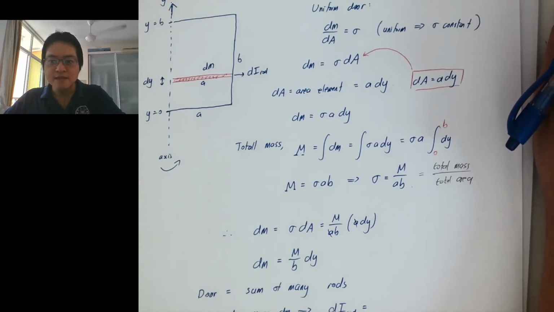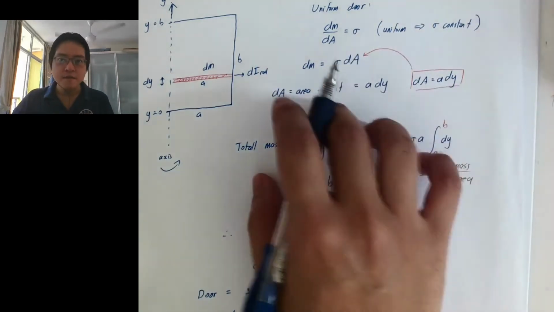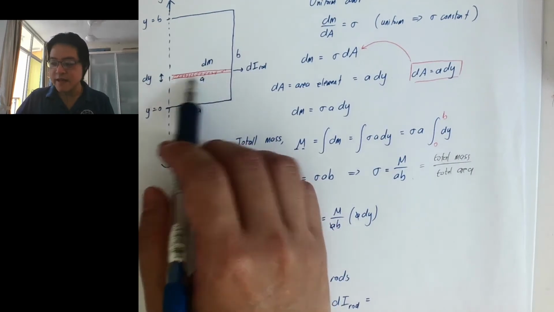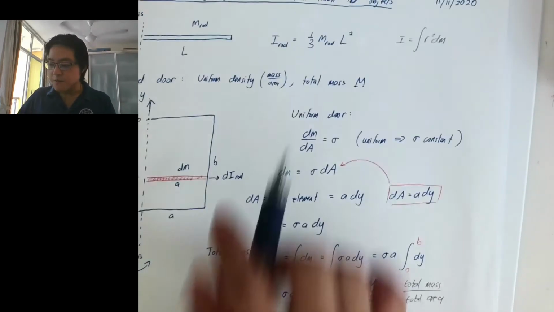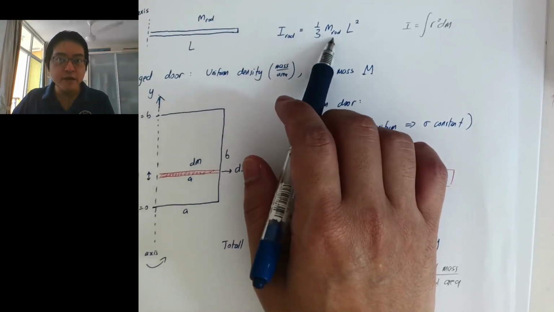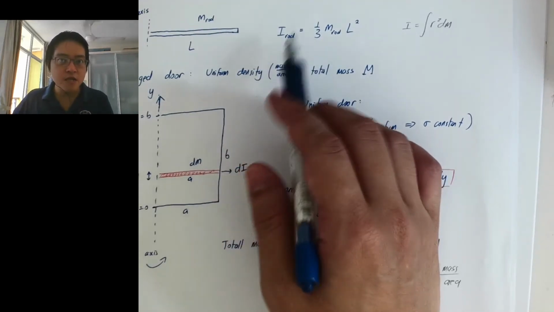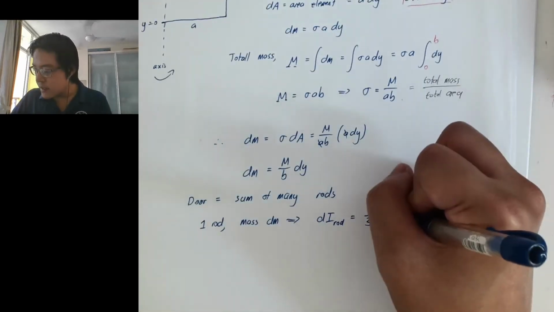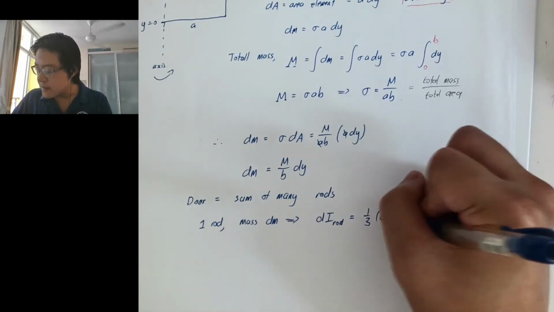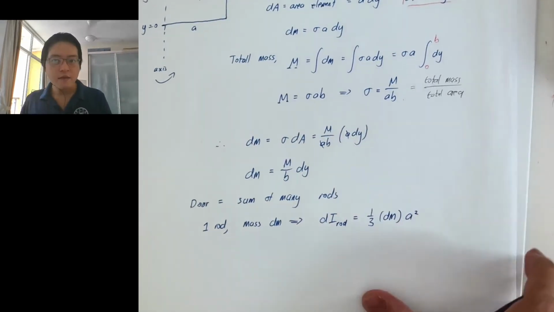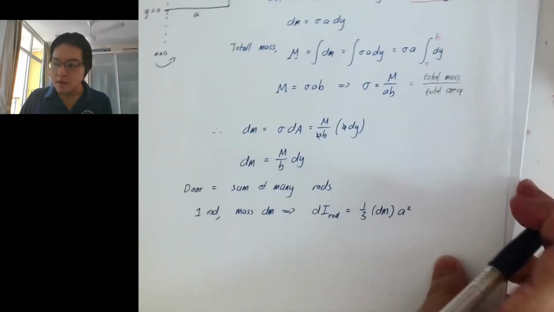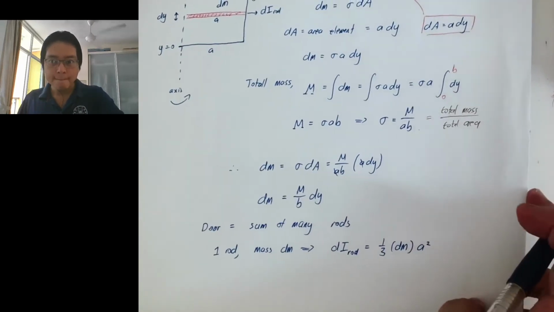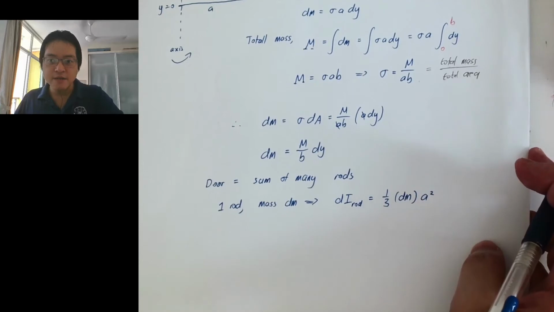Yes, that's the answer. dA is the length times the height, the area of this thing. So now the formula for the rod is this formula. If the mass is small, then the moment of inertia, the whole thing, will also be small. So that's why I write dI rod, right? So dI rod is 1/3, and then the mass, and then the length, which is a squared. Yes, correct. It's the same idea as calculus.